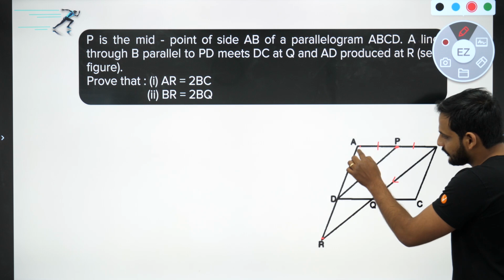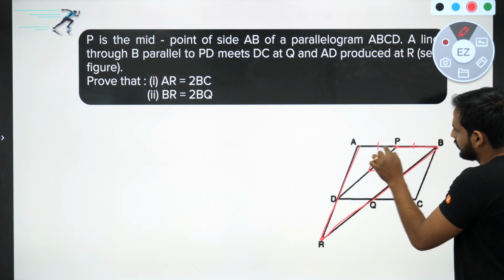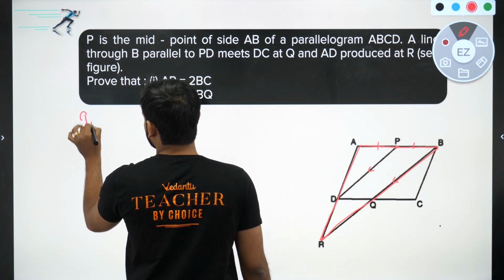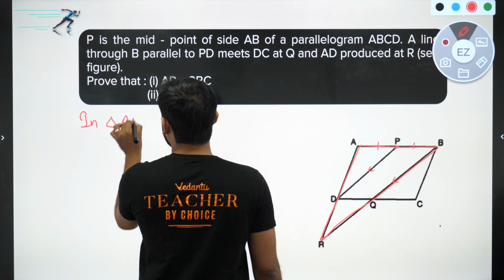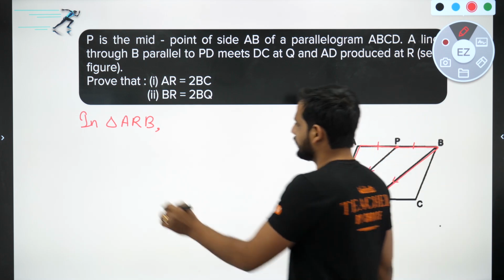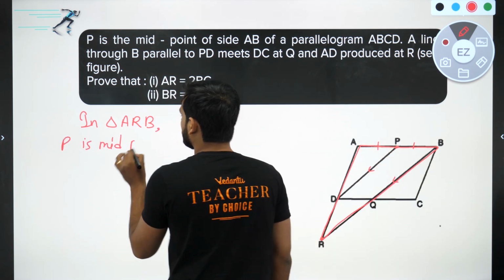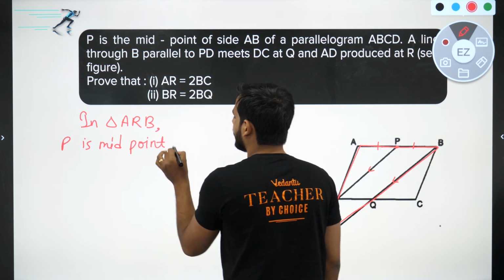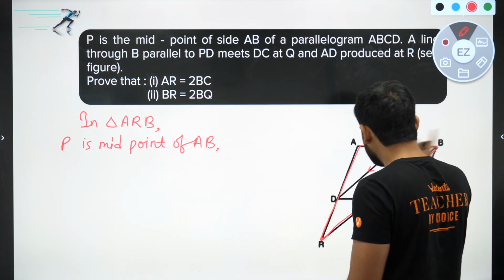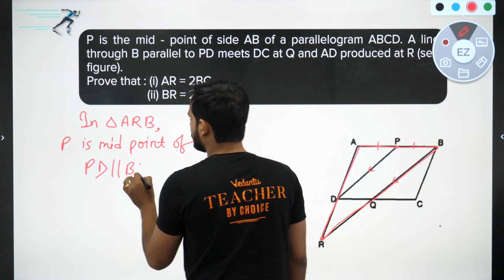First thing, as you know, bachcho, this P is the midpoint and these two lines are parallel, so you can clearly see this triangle. In triangle ARB, two things I have. P is the midpoint of AB, and second, PD is parallel to BR. These two things are given.